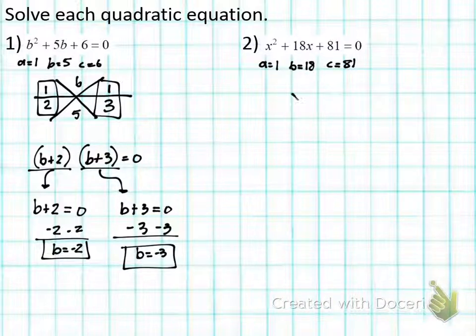Draw my X box. And a is equal to 1, so we got 1 and 1. A times c is 81. B is equal to 18. Okay, I ask myself what times what is going to be equal to 81, but adds up to 18.